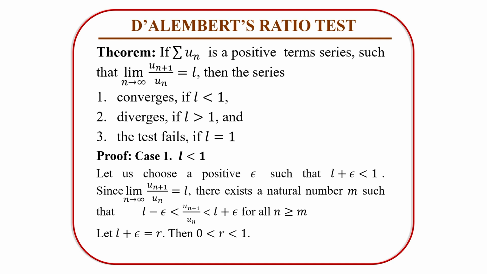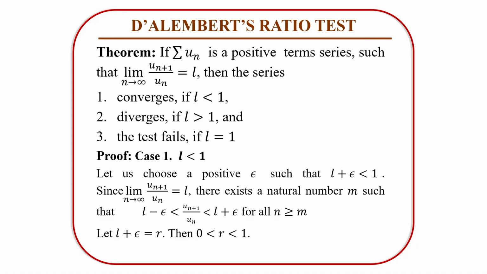So here is the statement, as you can see: let un be a positive term series, and if the limit as n tends to infinity of un plus 1 divided by un equals L, then the series converges if L is less than 1 and diverges if L is greater than 1, and the test fails if L equals 1. Now I am going to give you an outline of the proof, and you will follow it very quickly, since it is the same type of proof as we used in the Cauchy root test.